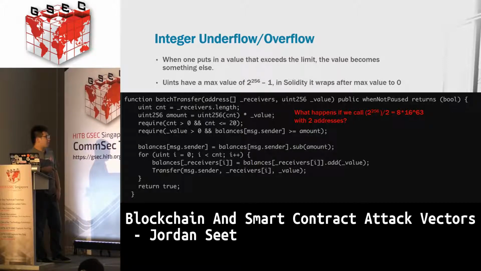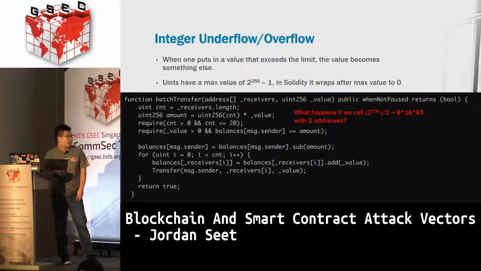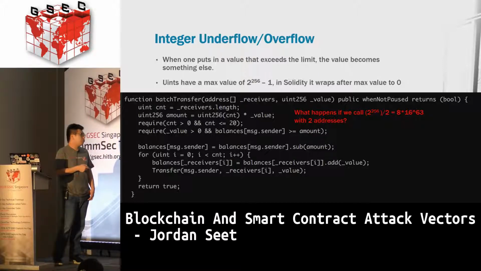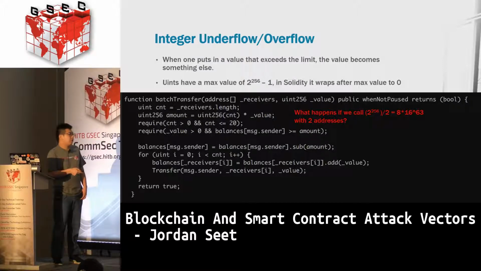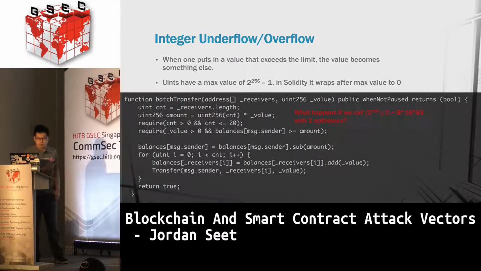It passes the first requirement because the number of people we send to is 2, which is more than 0 and less than 20. The required value is where the magic happens. Yes, the value is huge, it's more than 0 for sure. But the amount that I'm sending, because of integer overflow, is going to wrap around. It becomes 0, and it passes this check because I can call this with 0 money. Then I send money to 2 different receivers with this huge amount of coins. So that is a flaw in the smart contract that not everybody can catch.